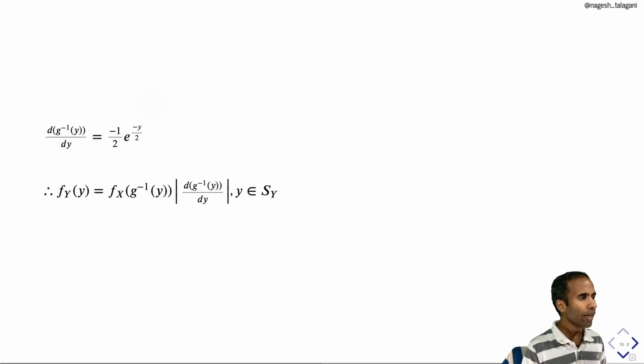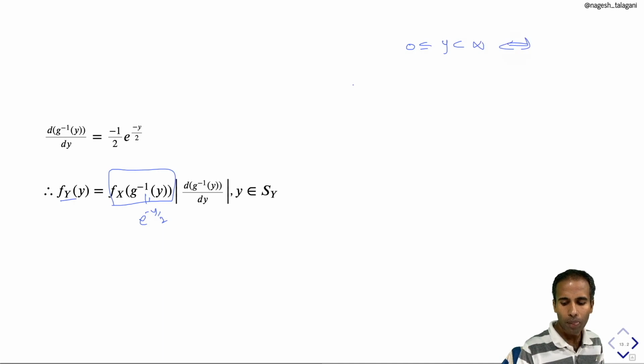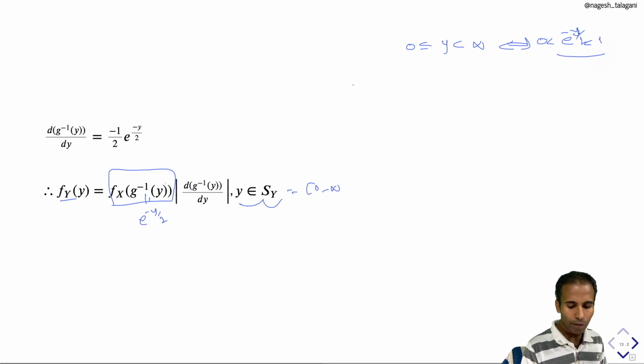Now the PDF of y is what? f_Y(y) equals f_X(g inverse y). This g inverse y is e power minus y by 2. And as we know, y comes from the interval 0 to infinity if and only if e power minus y by 2 comes from 0 to 1. That means, as y belongs to S_Y, which is 0 to infinity, this e power minus y by 2 comes from between 0 to 1, then the PDF value is going to be 1.